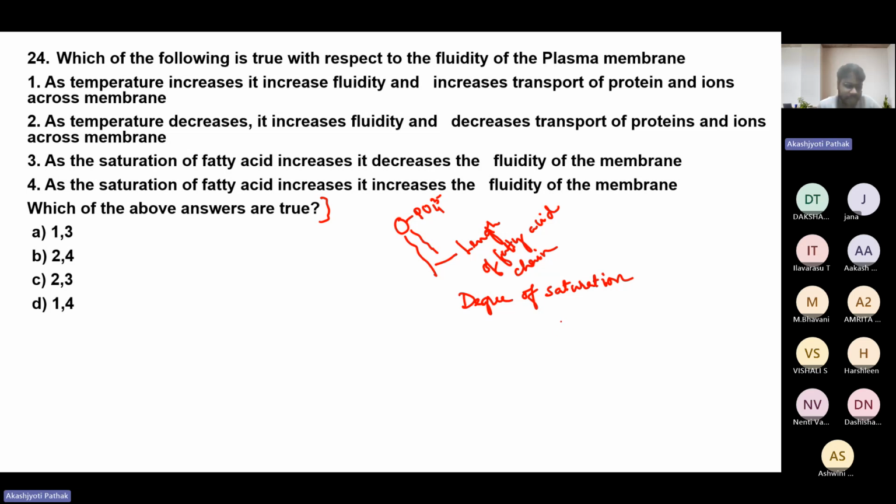There are different types of fatty acids, like oleic acid and linoleic acid. These are some of the unsaturated fatty acids. Unsaturated fatty acids means they will have double bonds. So the higher the degree of unsaturation, or the more double bonds, the more fluidic it will make the membrane, and the larger the length of the fatty acid chain, the more compact it will be. Okay.